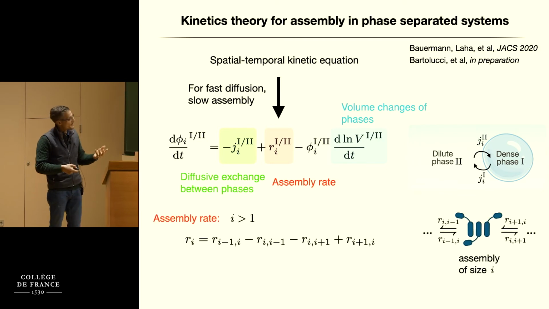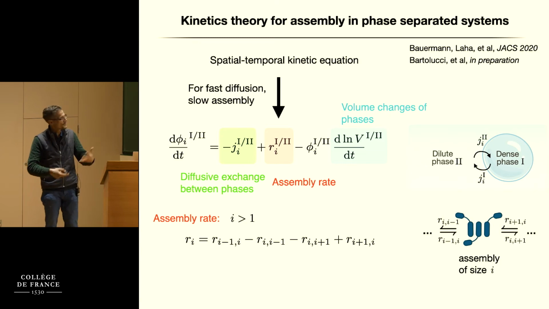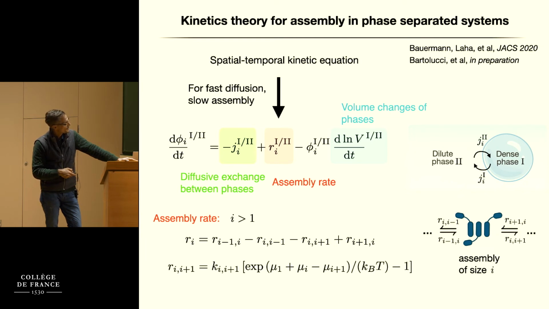How to construct the assembly rate? It's just, you just count. You count, classically, as you do in a master equation, the events. Let's say you have an assembly of size I, what is the number of events that transition from here to here and back? So you can write down such transition rates.